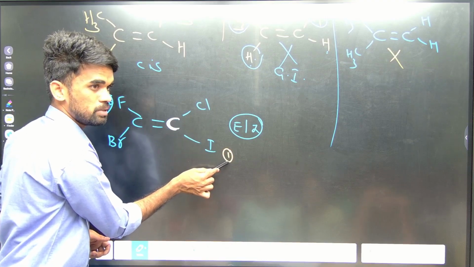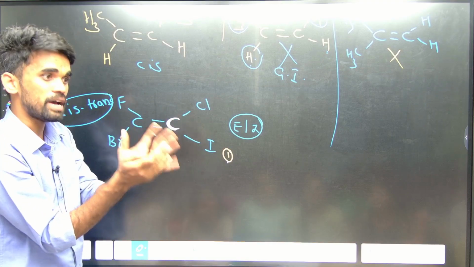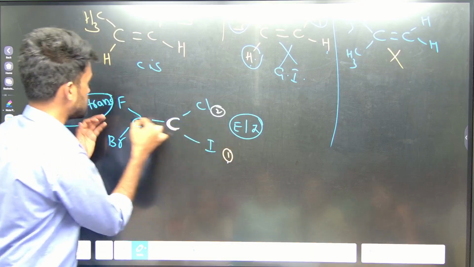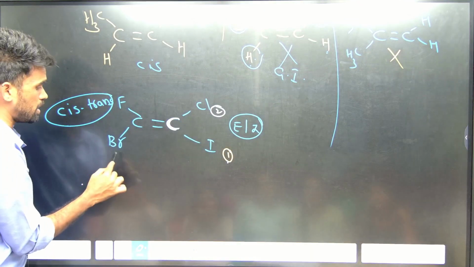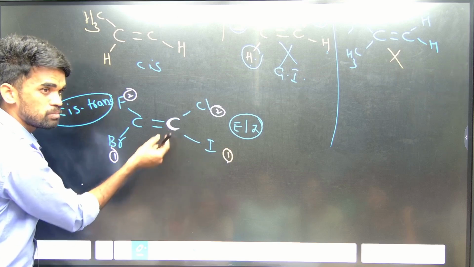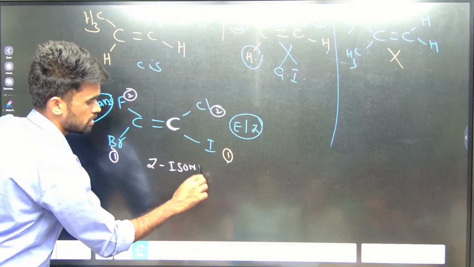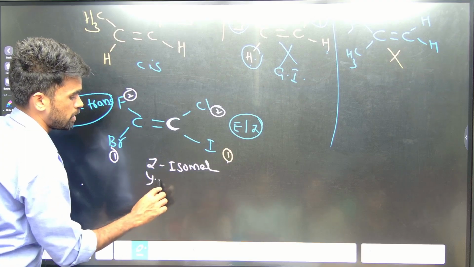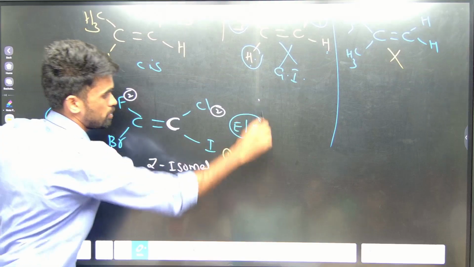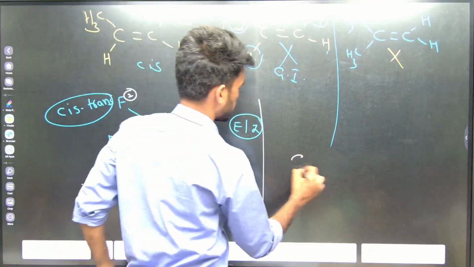Priority is based on atomic number. If the atomic number is the same, follow atomic mass in the case of isotopes. So out of these two, who is prioritized? 1. This is 2. On this side also, which is first prioritized? 1. This is 2. So the higher priority groups are on the same side now. You should say this is the Z isomer. Z means zusammen. No need to remember all these things, but if you remember, it is really good.